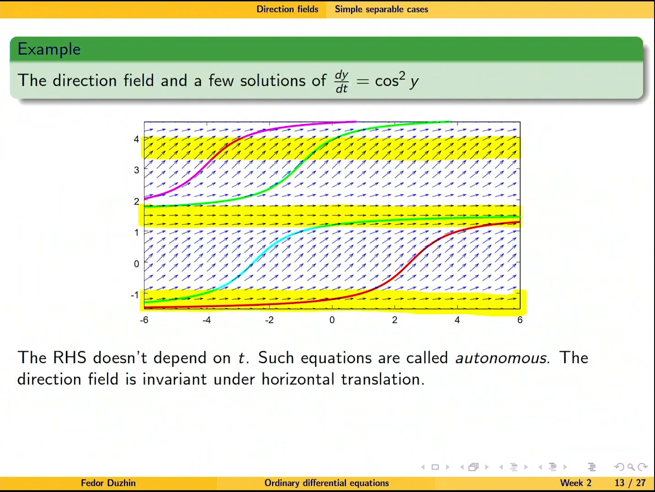So differential equations where the right-hand side does not depend on t and is only a function of y are called autonomous. That's a very important term, and in the next lecture we're going to see how autonomous equations can be used to model some population dynamics. And as a matter of fact, usually when differential equations are applied to model some real-life problems, they are usually autonomous equations. Okay?